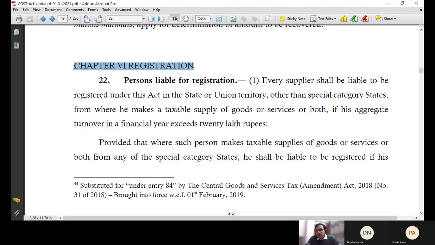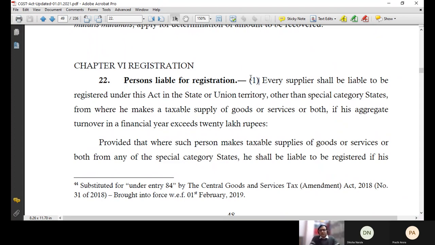So let me today discuss with you section 22. Let me first read this language for you and then I will simplify the points. Now, what is section 22? Persons liable. That means compulsorily liable for registration. Who are those people who have to take GST registration? If they don't take, then there will be penalties.